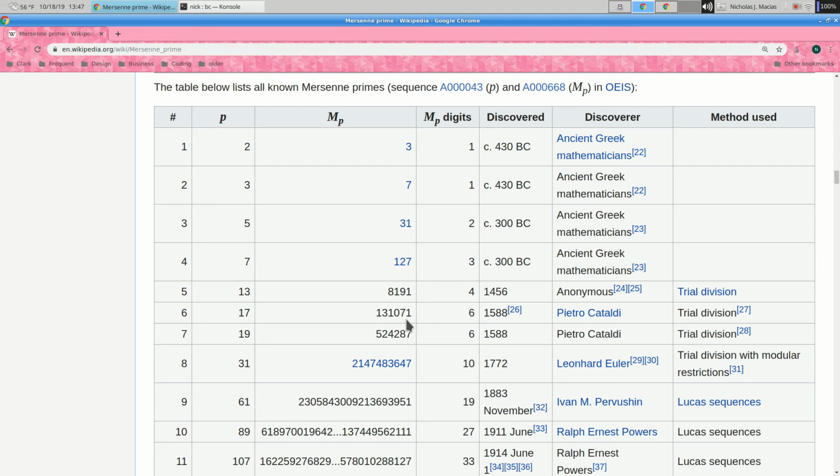And then in the 1500s, 2 to the 17th and 2 to the 19th minus 1 were confirmed. And the method used was trial division. Let's divide by 2, 3, 5, 7, just keep dividing, right? Desert island approach. And then we jump up to the 1700s, and Euler, 2 to the 31st minus 1 is prime. Trial division with modular restriction. So this is starting to use some of these tricks that we have when we do modular arithmetic.